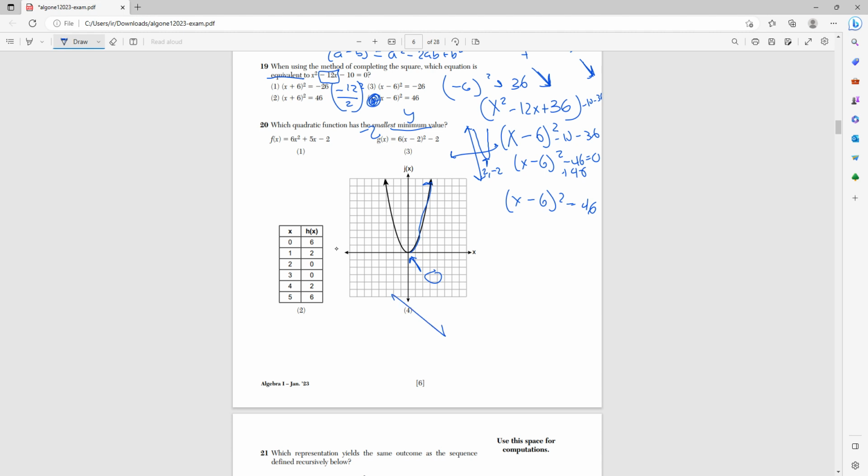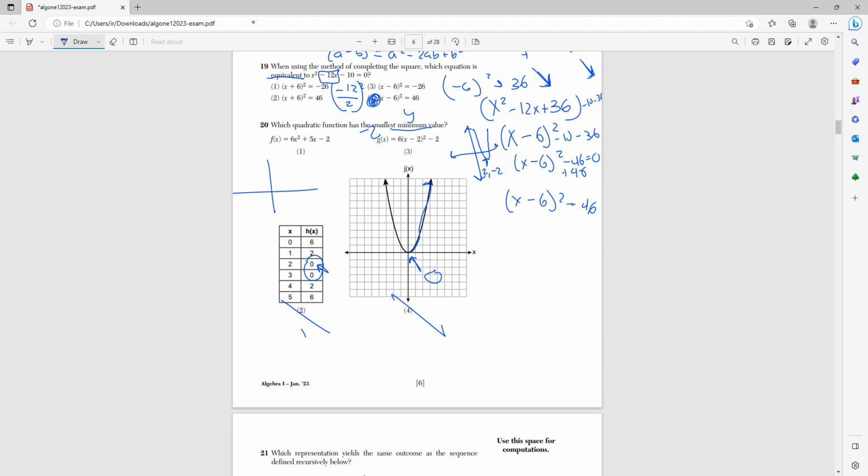Right here, it's saying that when x is 0, y is 6, and when x is 1, y is 2. If you look here, the smallest value we're ever going to get from this table is 0. And we know that negative 2 is smaller than 0, so we could eliminate 2 and 3. That leaves us with 1. If you plug 1 into your graph, and I'm going to do that right now, 6x squared plus 5x minus 2.